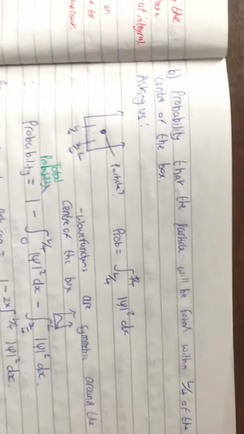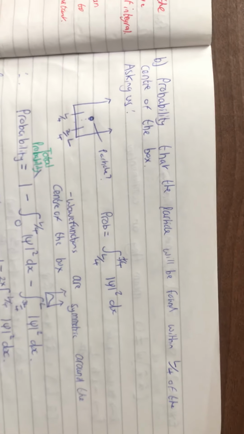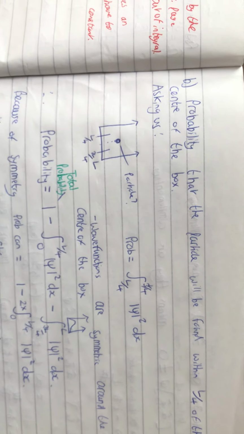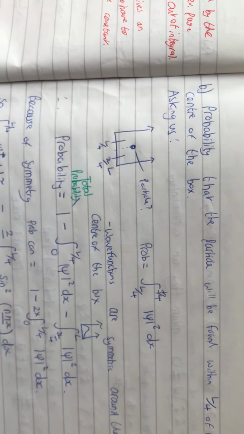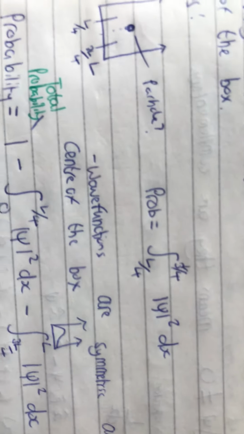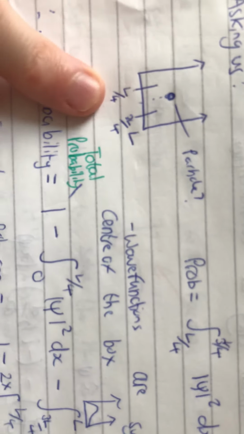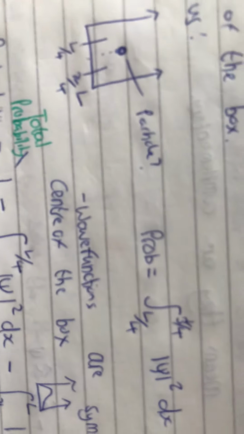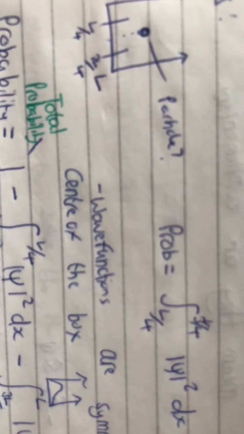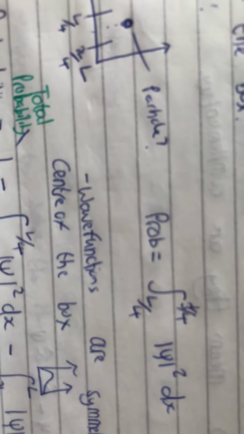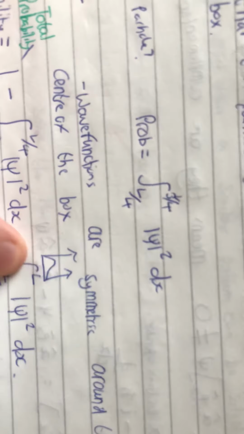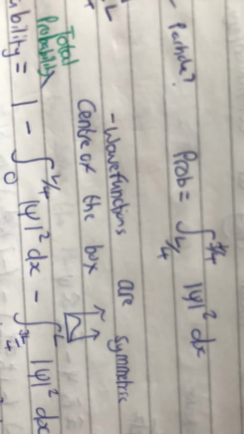Another question here is looking at the probability that the particle will be found within L over 4 of the centre of the box. So what it's asking us is, what's the probability that the particle is going to be between L over 4 and 3L over 4? We want to know the probability of that. One thing we do know is that the wave function is symmetric around the centre of the box, as you can see just there, very poorly drawn, but that's supposed to be symmetrical.